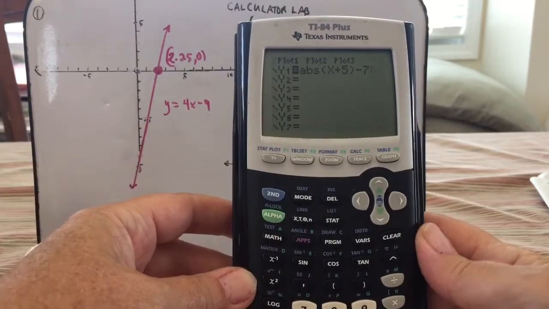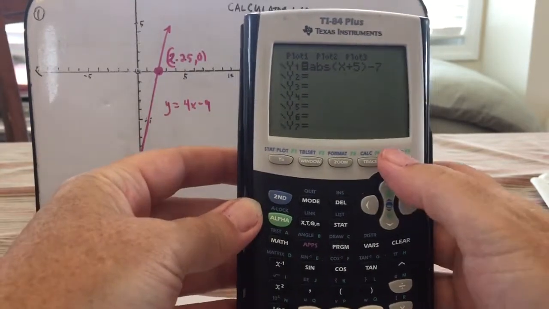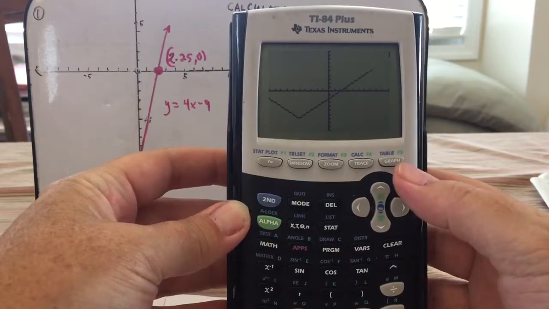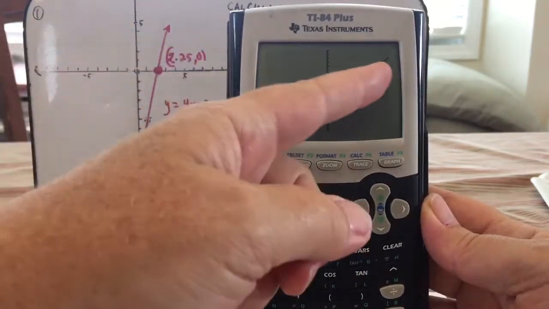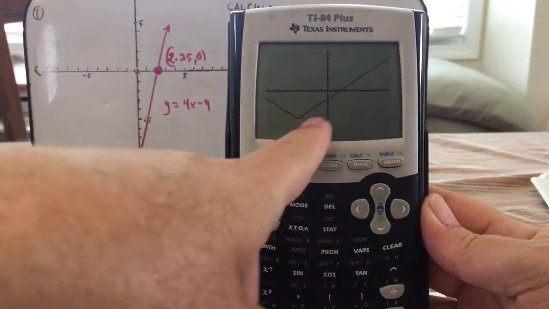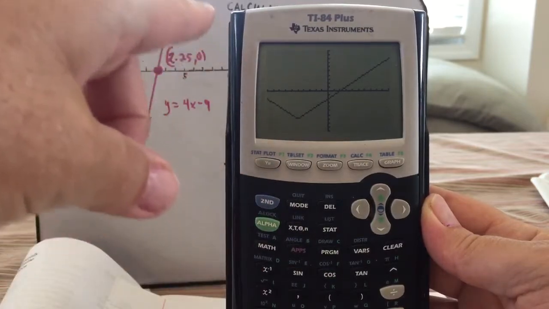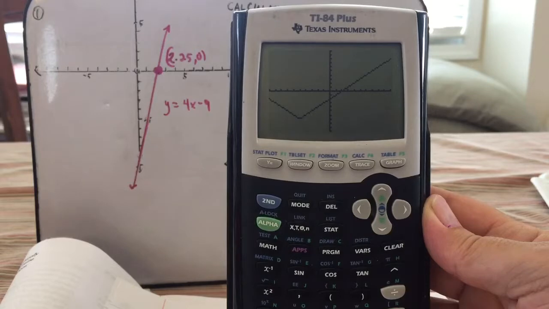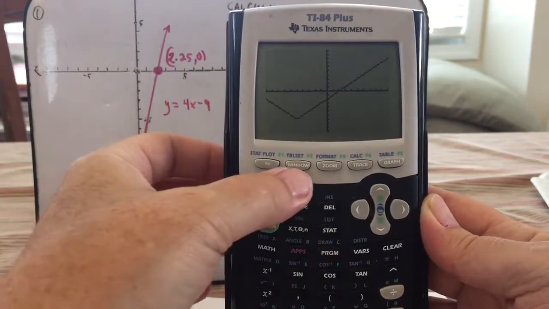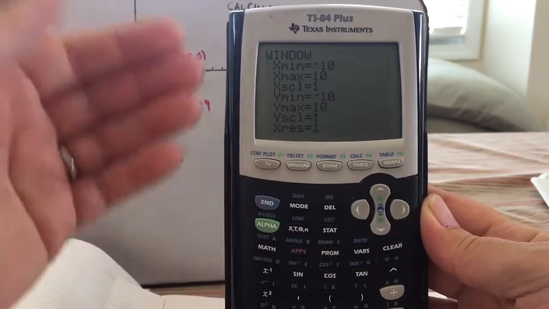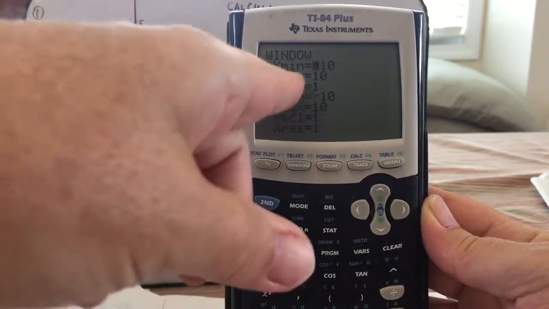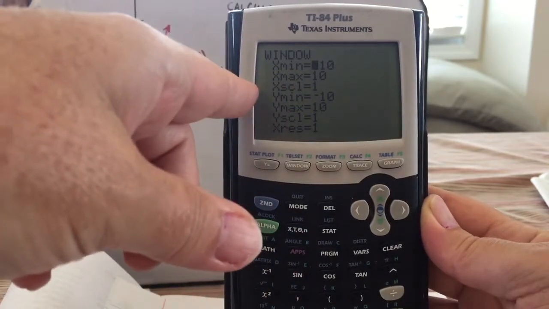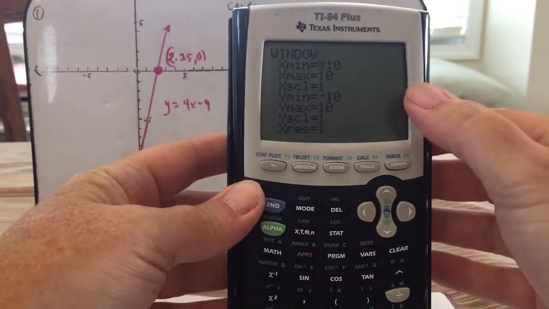Okay, now once again, I'm going to look at a graph, and so I touch the graph button, and we can see that this graph actually goes down like this. Absolute value graphs usually have this V shape to them. Now what happens is, if you touch the window button, I can see my screen has an X minimum of -10. That means over here is -10, and an X maximum is +10 over here.